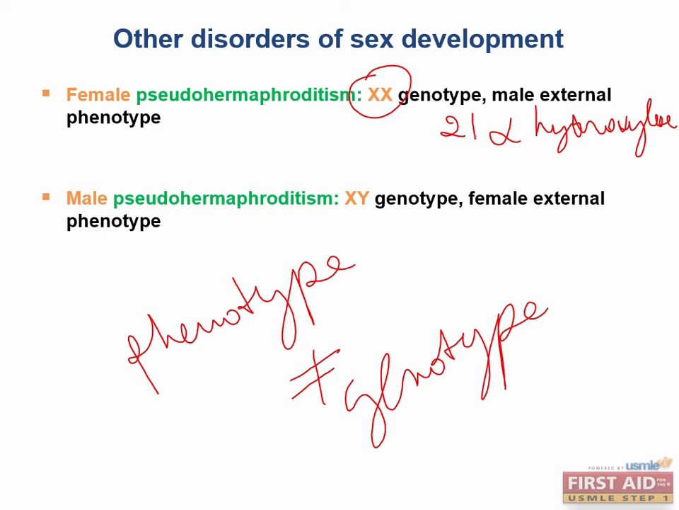Now for male pseudohermaphrodites, they have the genotype XY. They have testes, but the external genitalia are female or ambiguous. Again, the big example is androgen insensitivity syndrome or testicular feminization. The way to remember male versus female pseudohermaphroditism is that if the patient's actual genotype precedes the word pseudohermaphrodite, like female or male, so a male pseudohermaphrodite is actually male, but will look female, alright?